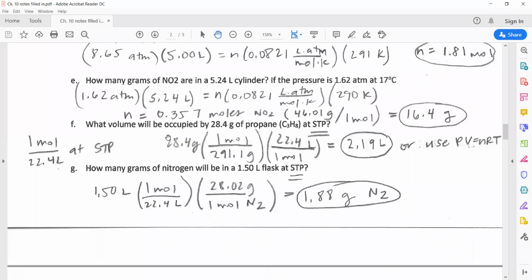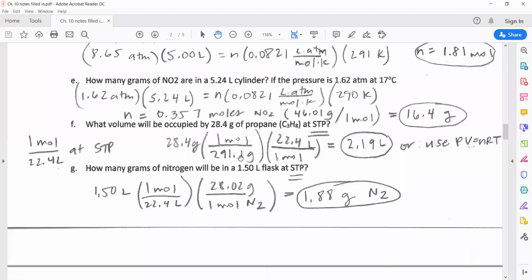But really, I think it's simpler if you can remember the conversion when you're at STP. So the first thing I'm going to do is go grams to moles. That's being done by adding up the molar mass of propane. So we add up carbon and hydrogen here.